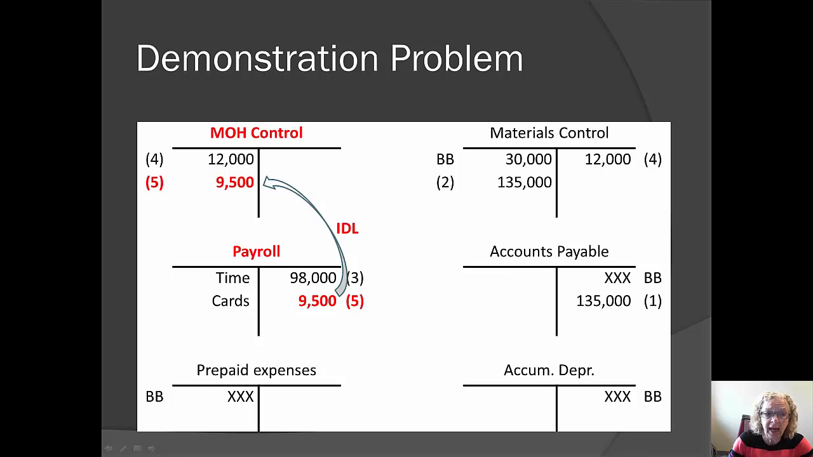Notice that payroll actually behaves very much like an asset. That is, it increases on the debit side as our workers come to work every day and punch their time cards showing how many hours they work and how much they have earned. But it decreases on the credit side. It decreases for direct labor that goes into the various jobs that we do, and it decreases for indirect labor, their time spent not working on specific jobs.